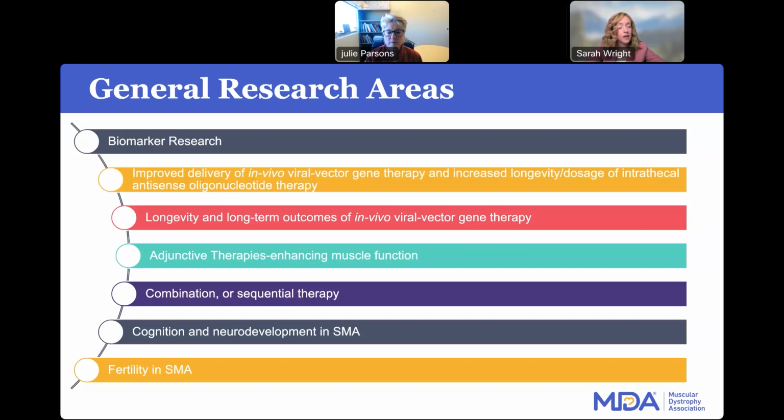Dr. Parsons already highlighted the combination or sequential therapy. We're having some real world data, but it's very hard for us to study this in a randomized controlled fashion. And again, like I mentioned, the importance of understanding cognitive and neurodevelopment in SMA. And then one of the other topics for research looking forward is fertility in SMA and how we can improve fertility for our patients. Next slide.